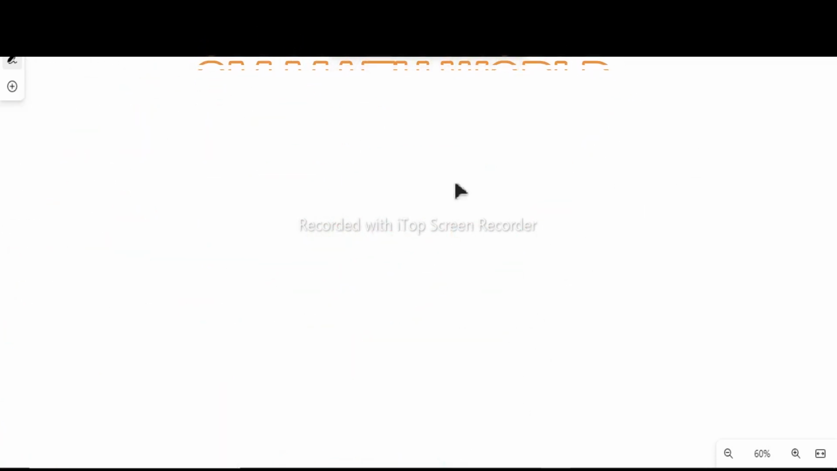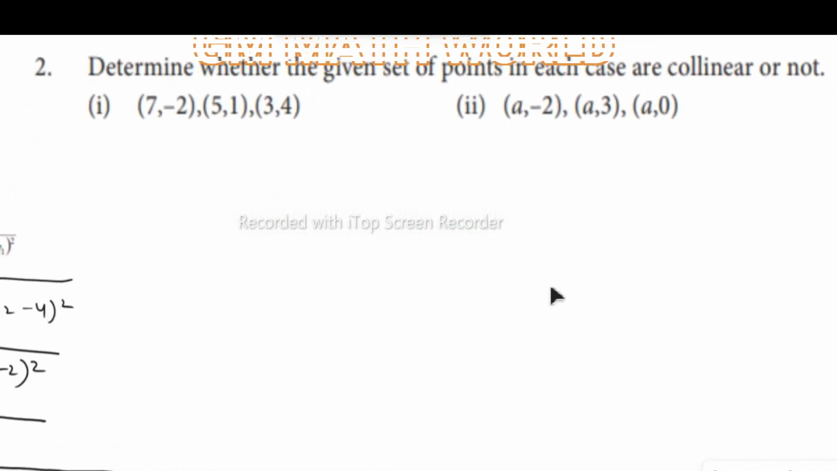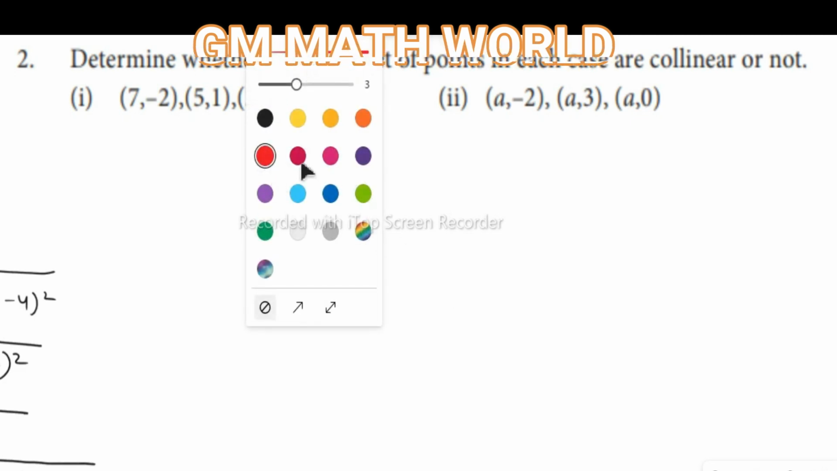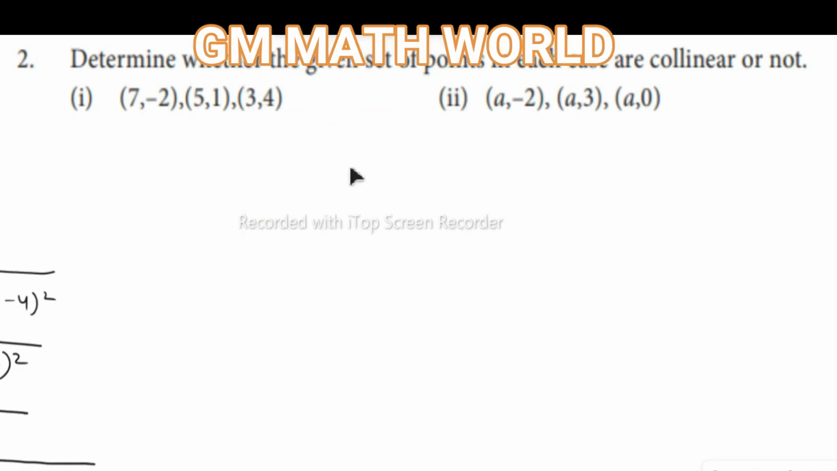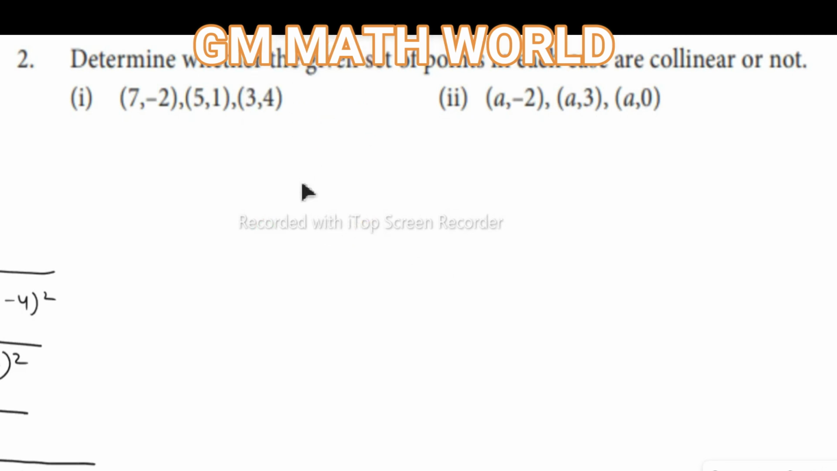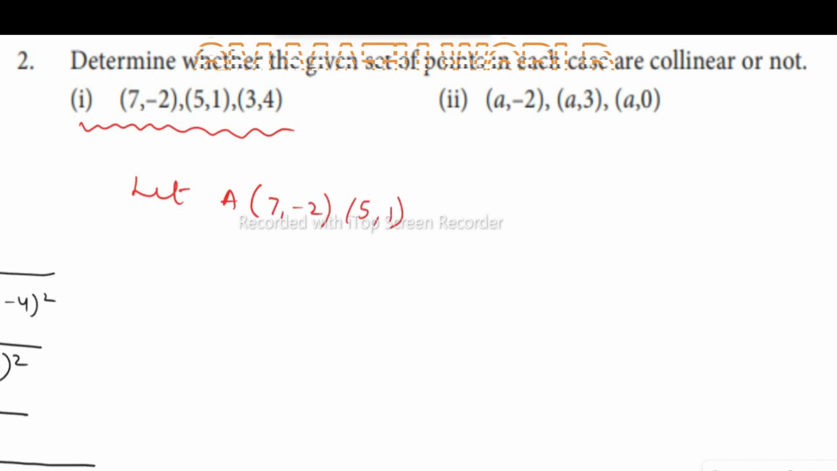The next problem is the second problem: determine whether the given set of points in each case are collinear or not. So (7, minus 2), (5, 1), (3, 4) is the problem given. We have to determine whether the points are collinear or not. So let point A be (7, minus 2), point B be (5, 1), point C be (3, 4).